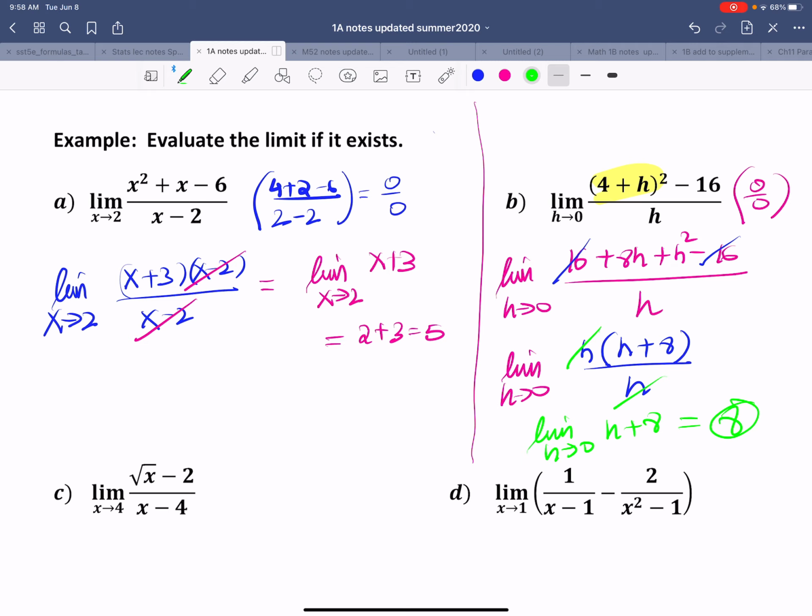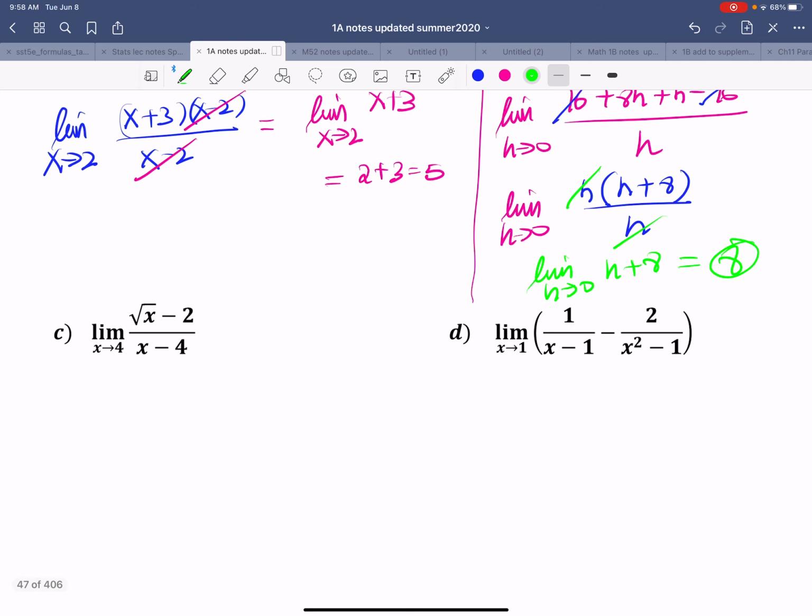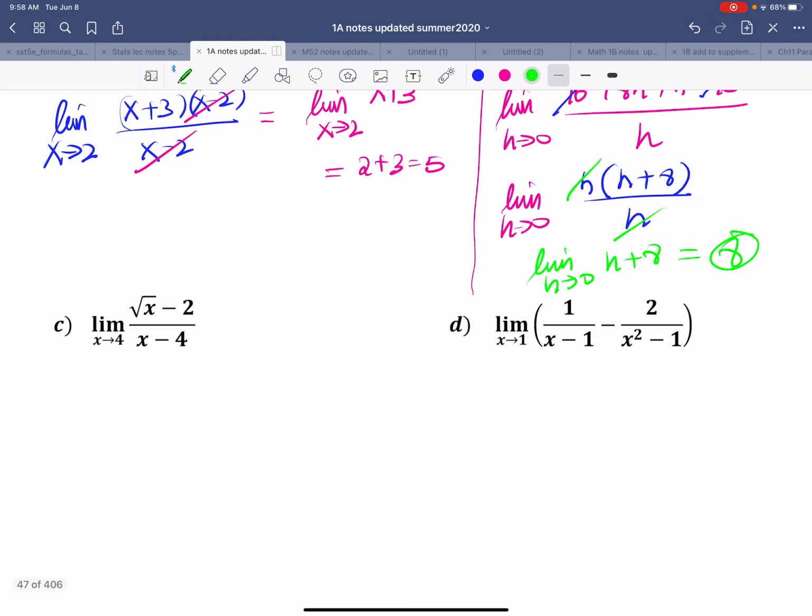Again, verify numerically and graphically, and you will be able to see that this is the correct limit. If you have a 0 over 0 form, that means more algebra is needed. Okay, let's check out part C.